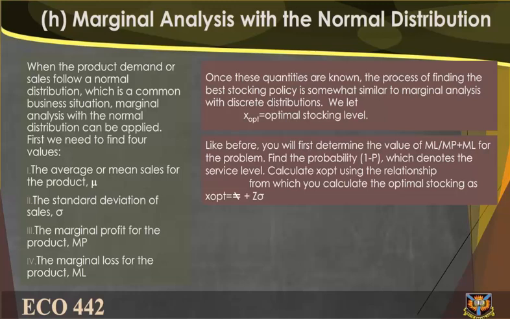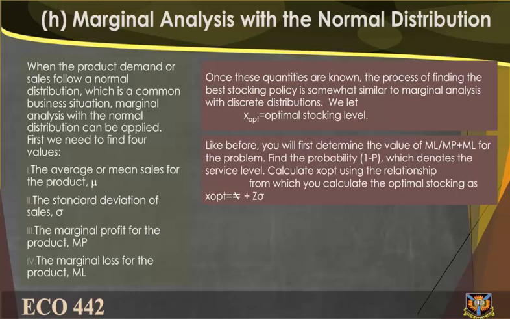H. Marginal analysis with the normal distribution. When the product demand or sales follow a normal distribution, which is a common business situation, marginal analysis with normal distribution can be applied. First, we need to find 4 values. 1. The average or mean sales for the product. 2. The standard deviation of sales. 3. The marginal profit for the product, MP. 4. The marginal loss for the product, ML.